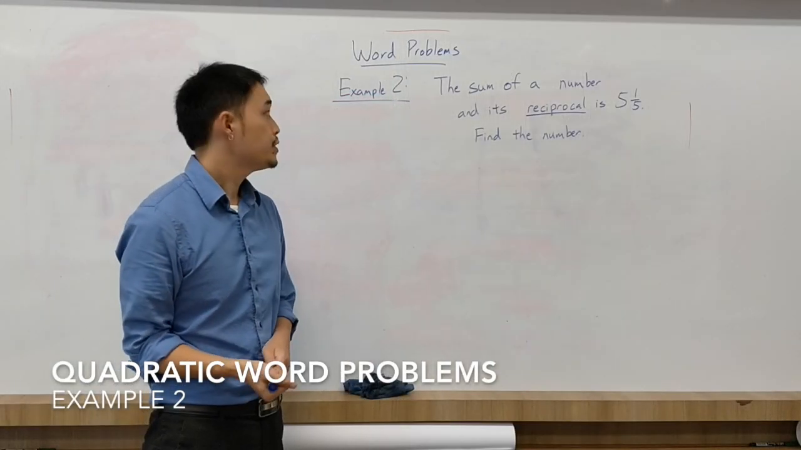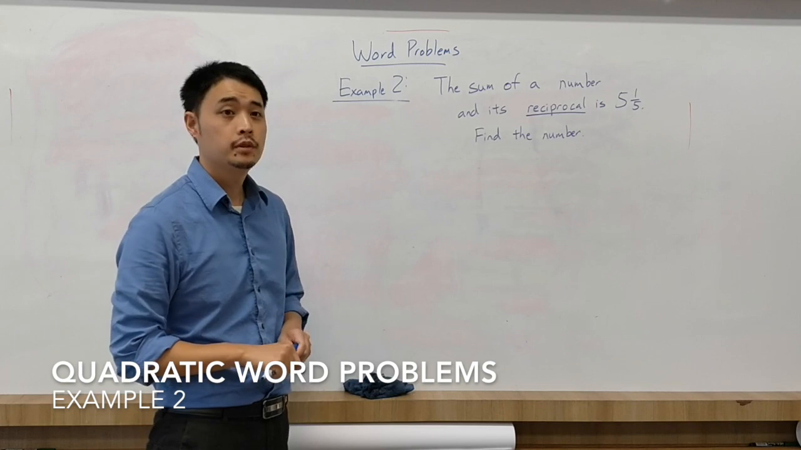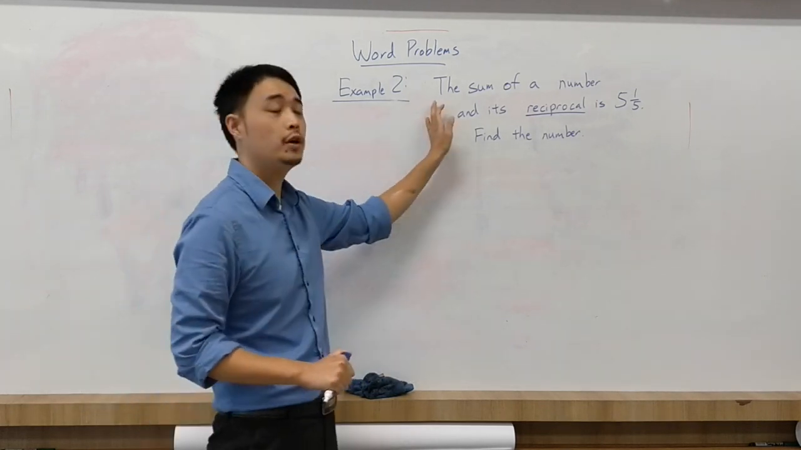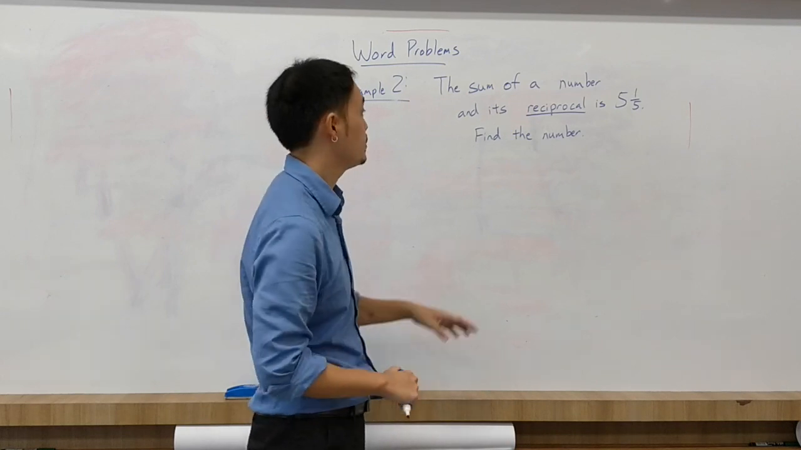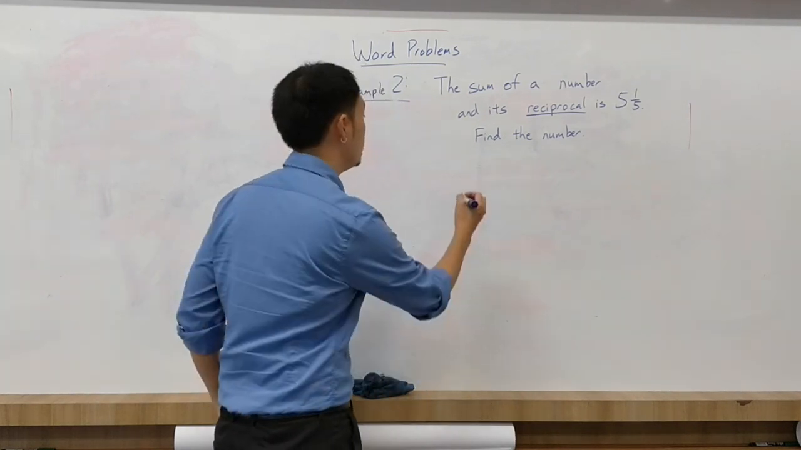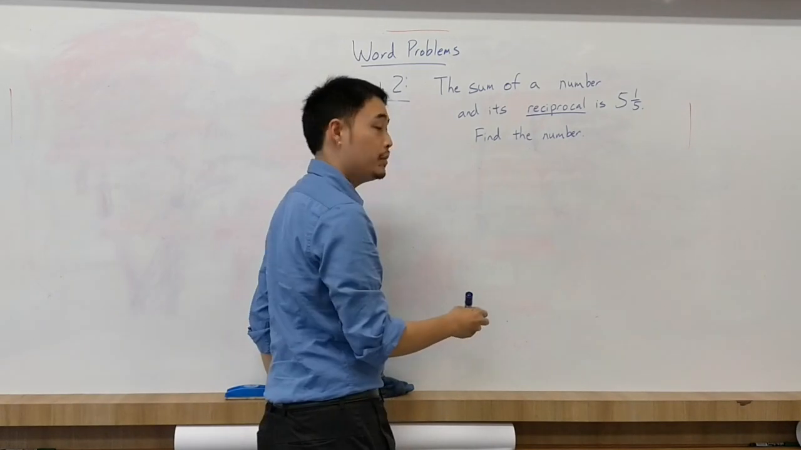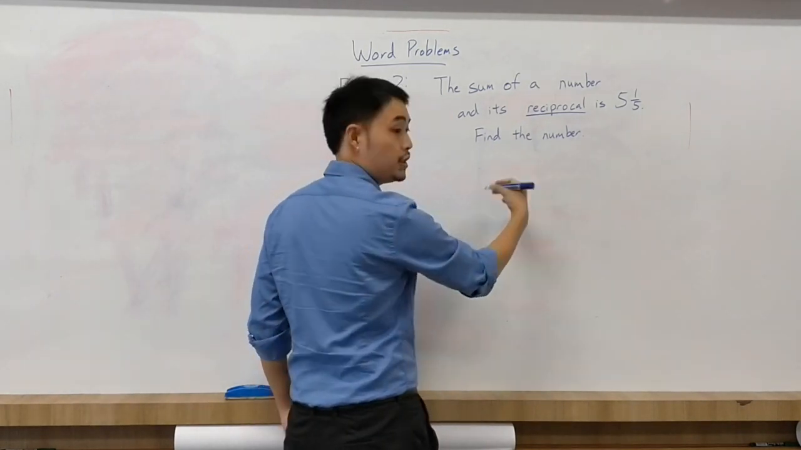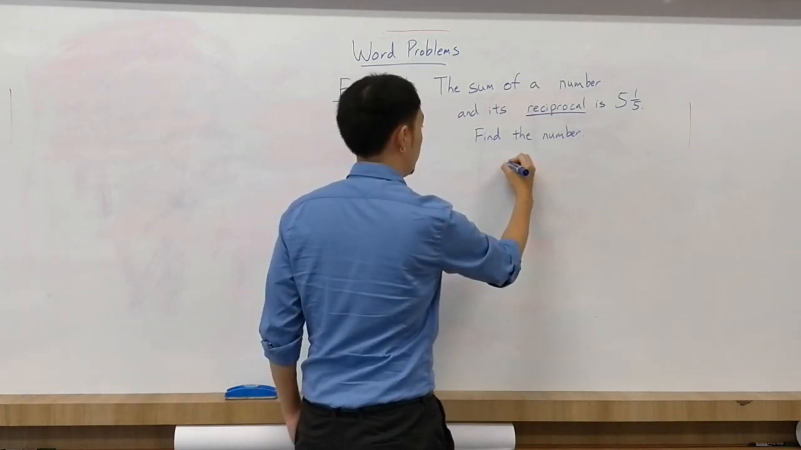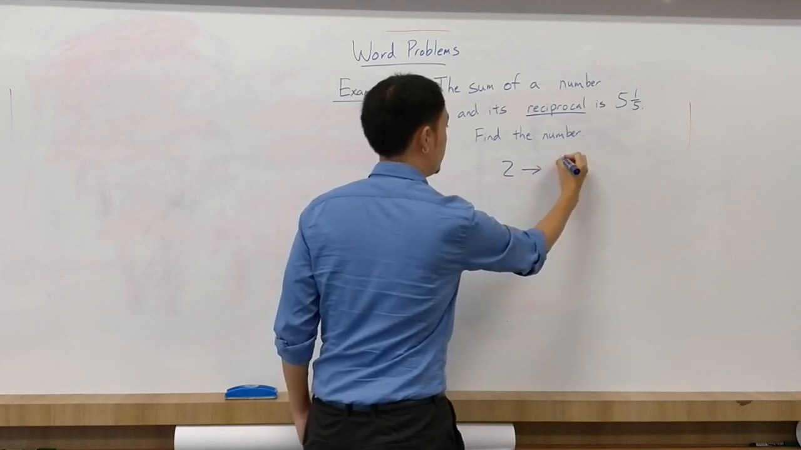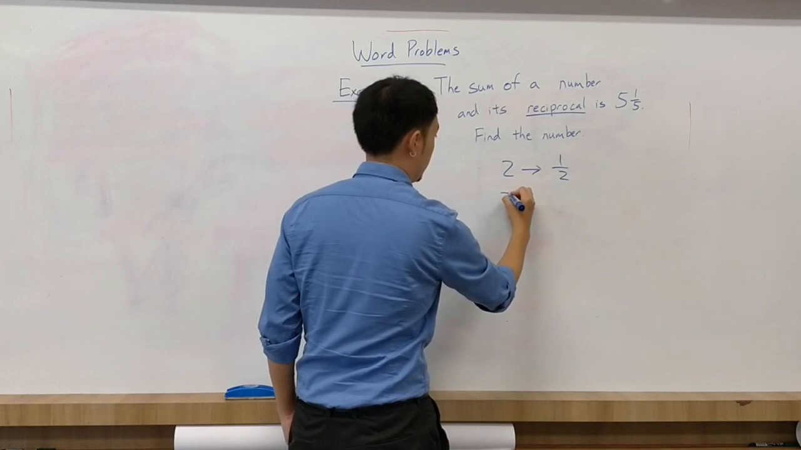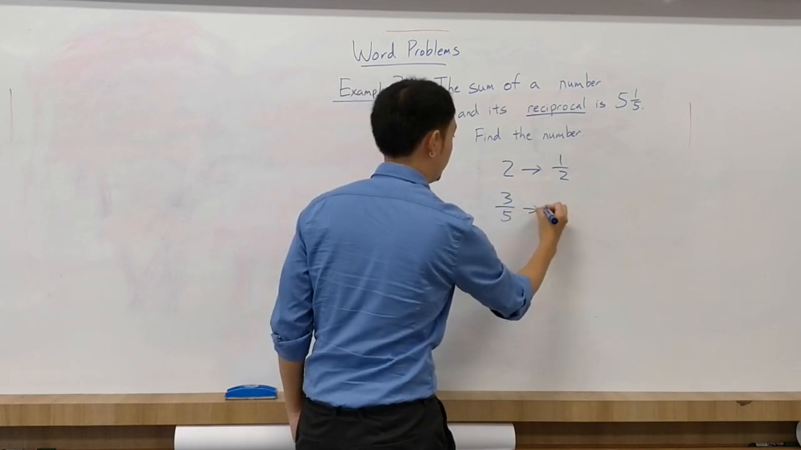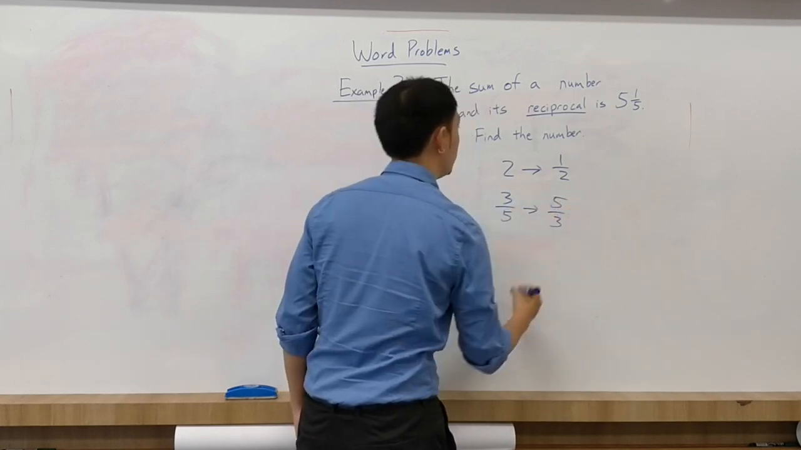Okay guys, so this is our second example, and the second example involves the sum of a number and its reciprocal is 5 1/5. So we want to find that number. In this case, the word reciprocal might be new to some of you guys. The reciprocal is simply the inverse. So if I say the number 2, the reciprocal of the number 2 is 1 over 2. Or if I say a number like 3 over 5, the reciprocal of that is 5 over 3.